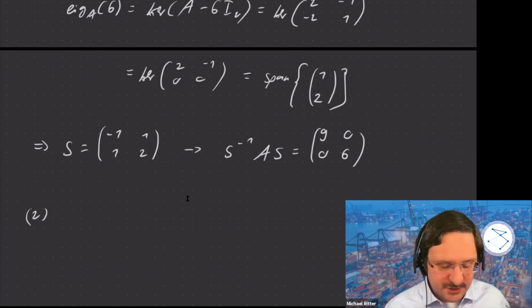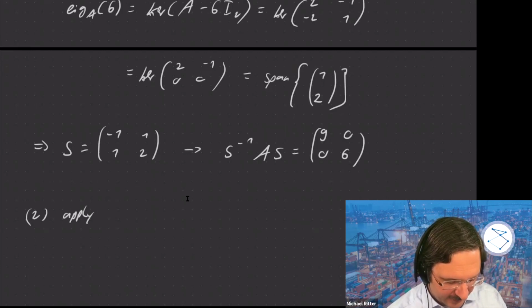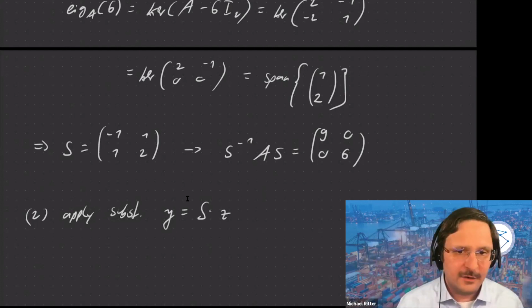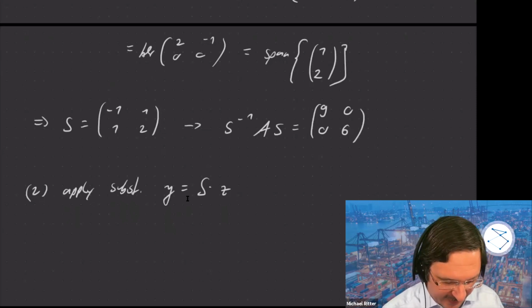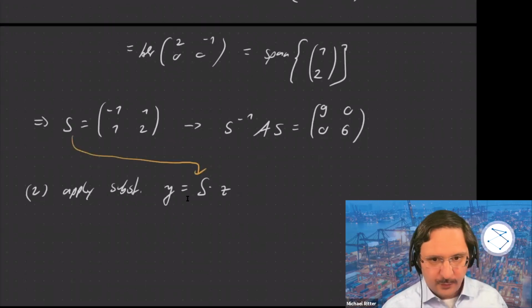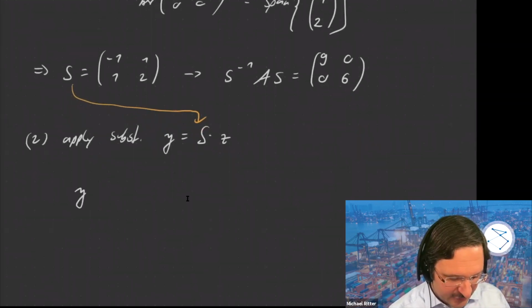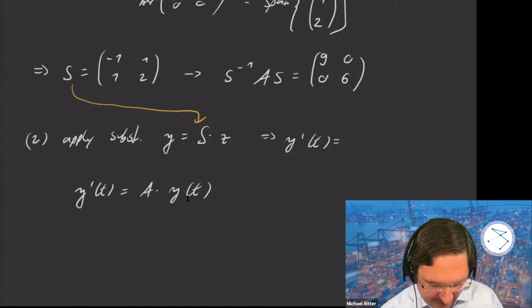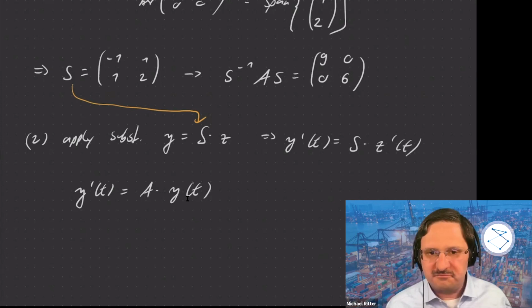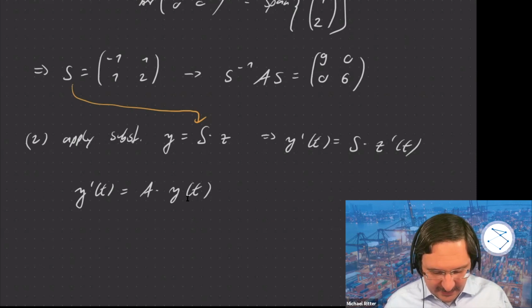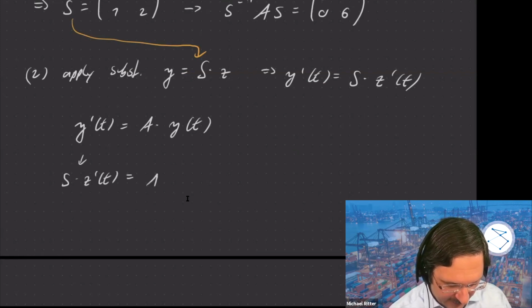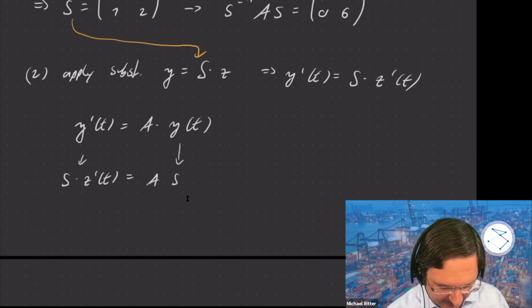Now to apply that to the differential equation system, we apply a substitution, y equals S times c for a new function c. Why do we do that? Well, the idea is the following. We have this differential equation y prime equals A times y. Now, if y equals S times c, then y prime equals S times c prime, since S is a constant, so differentiation doesn't involve that. So y prime can be replaced by S times c prime, and y can be replaced by S times c.